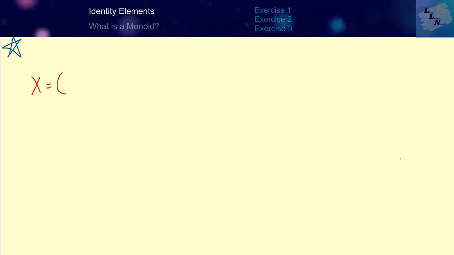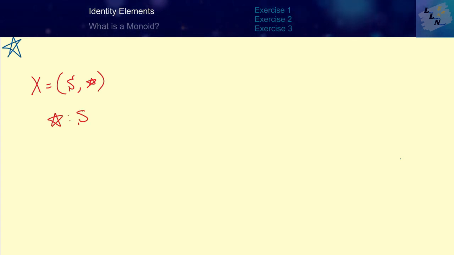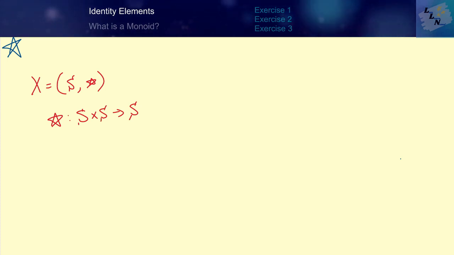Alright, so let's just quickly go over some of the basics that we discussed so far, in particular the concepts of magmas and semigroups. So let's begin by defining X to be the pair S with some operation star. So star is a binary operation from S cross S into S.